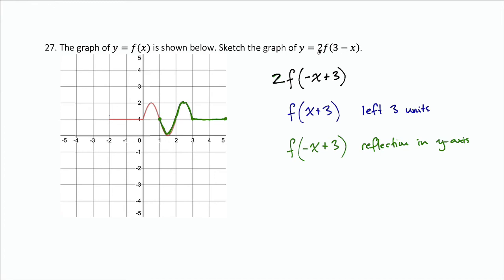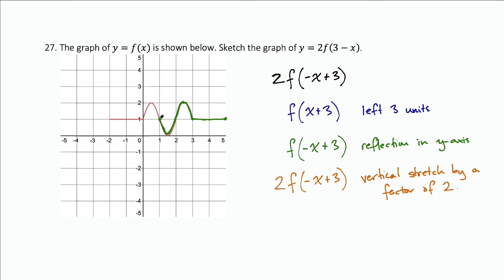And then we are multiplying it by a 2. So let's go ahead and do that. If we take 2 times a function, multiplying the entire function by a 2 is a vertical stretch by a factor of 2. That just means every y value gets multiplied by 2.